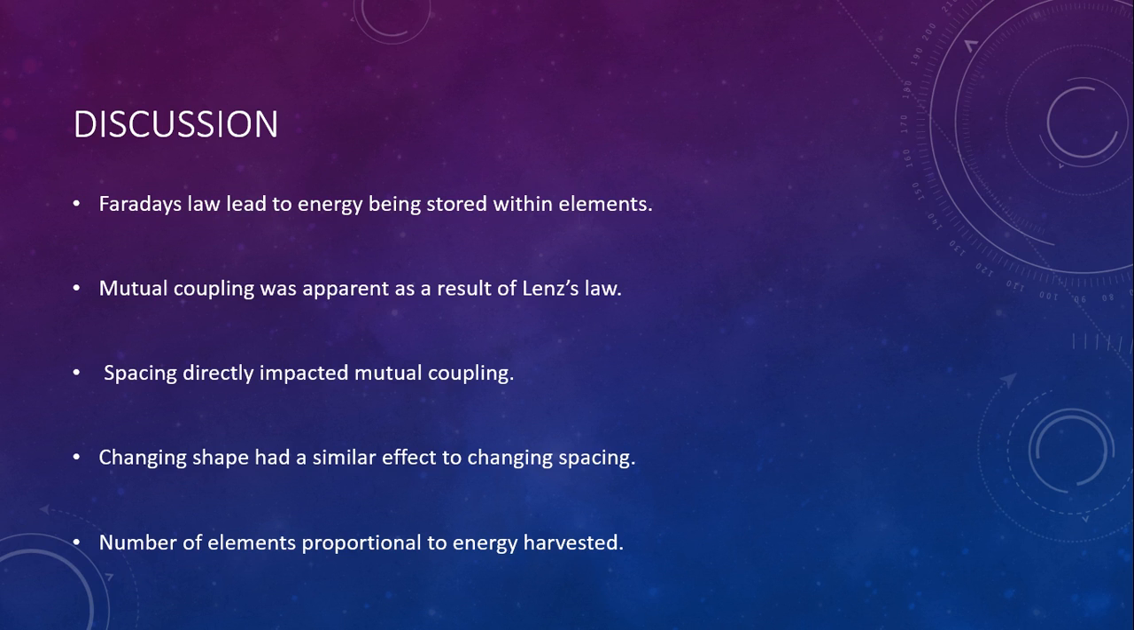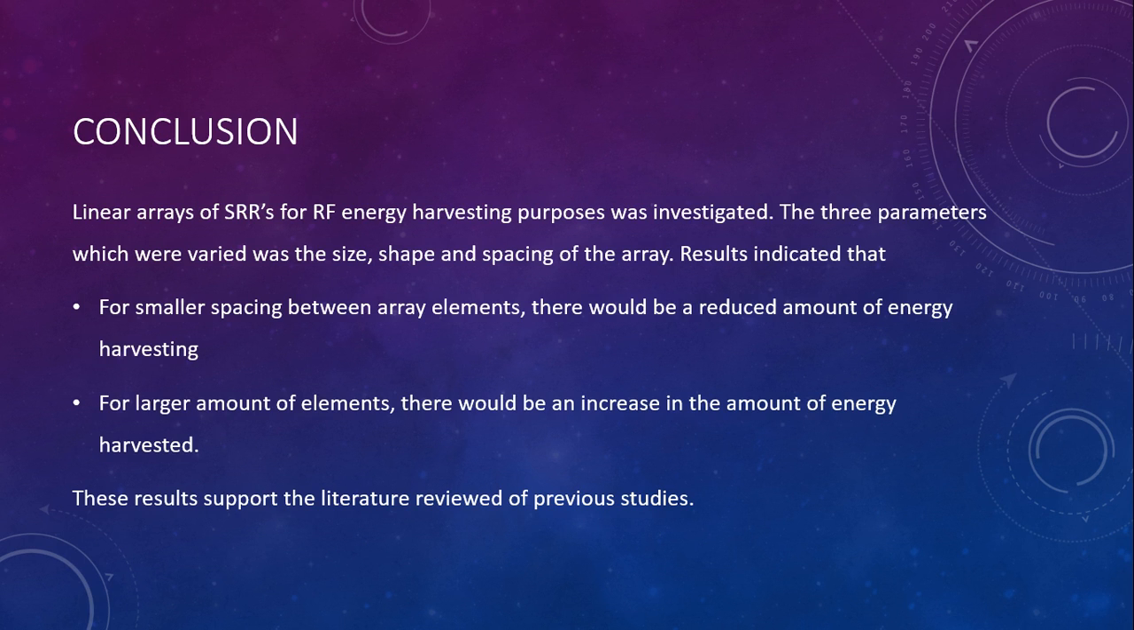What was observed was that as the spacing between elements was decreased, the effect of mutual coupling became more prevalent. Similarly, in changing the shape from a line to a square, due to a tighter packing of the elements within the square array, there was a greater effect of mutual coupling and hence less energy harvested. If the number of elements within the array is increased, there is a proportional increase in the amount of energy harvested.